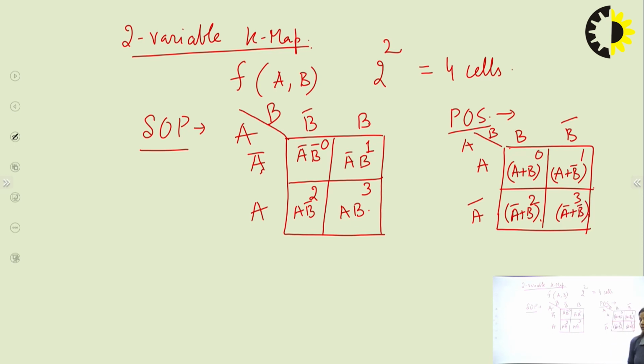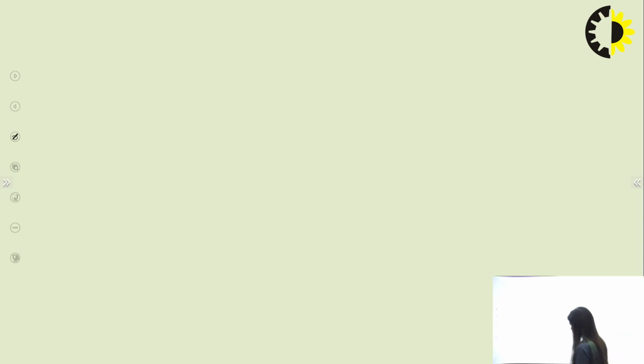So this is how we make the 2 variable K-map for SOP and the 2 variable K-map for POS. So all the things are clear, but before proceeding, we must follow only one methodology for solving the K-map numericals. Now coming to the three variable K-map, we will come to the example.